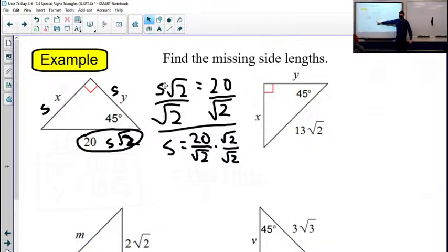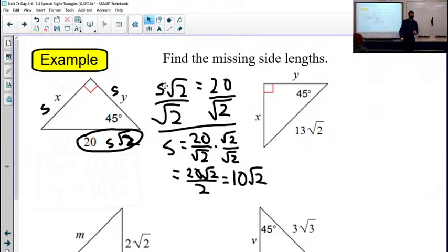Since there's a square root on the bottom, we want to get rid of the square root on the bottom by multiplying by square root of 2 over square root of 2. And then here's the part that tripped people up yesterday: this can be simplified.